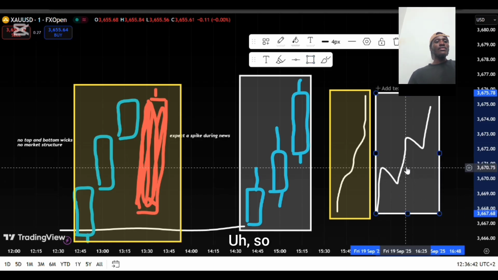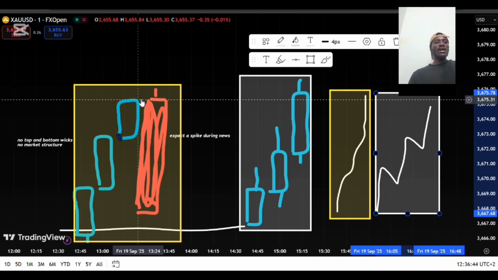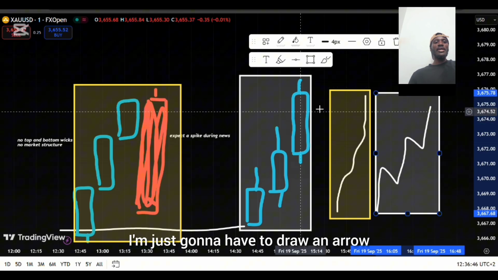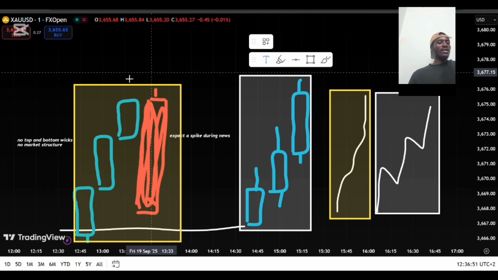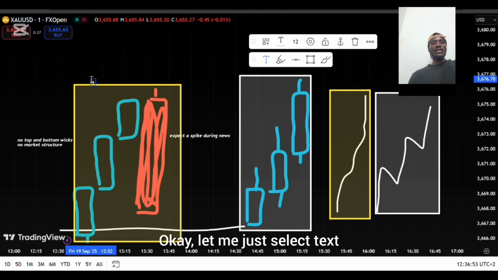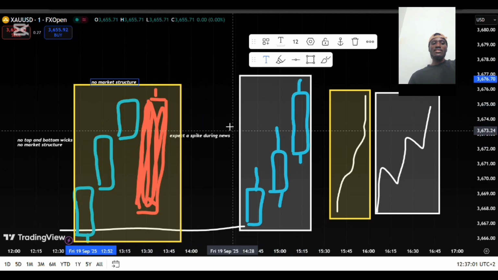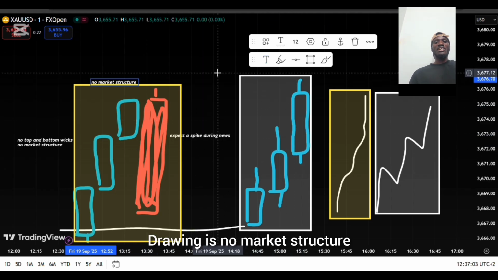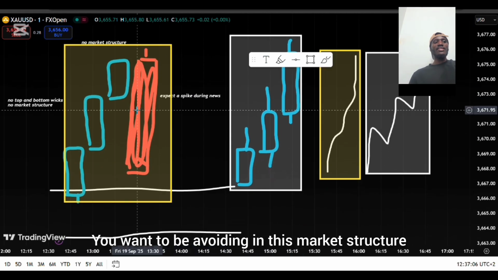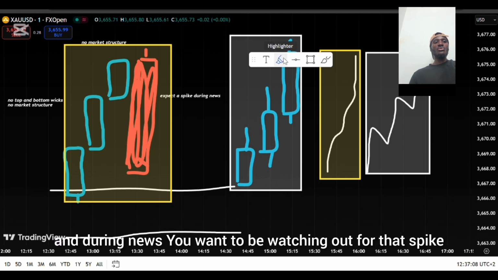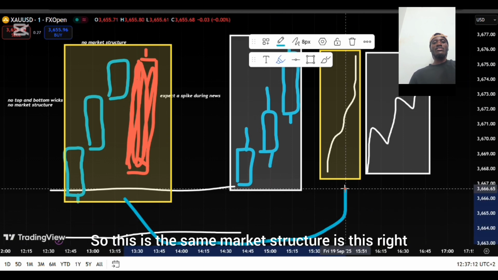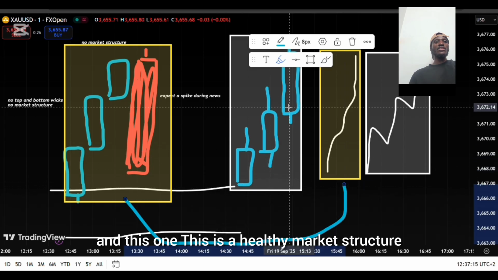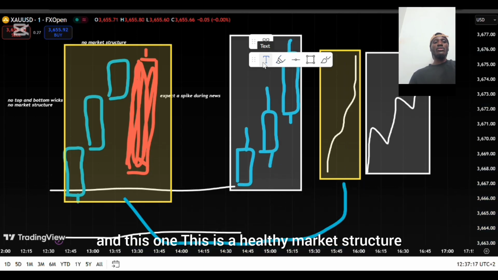So these are the first market structure. I'm just going to draw an arrow and put it right there. Okay, let me select text and write no market structure. So this drawing has no market structure. You want to be avoiding this market structure, and during news you want to be watching out for that spike. So this is the same market structure as this, and this one is a healthy market structure.